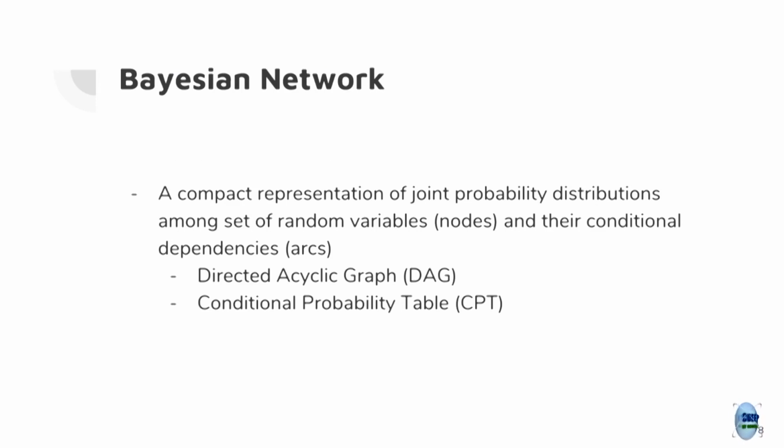A compact representation of joint probability distributions among a set of random variables and their conditional dependencies. No need to write it down, I will give you the slides soon. So, a compact representation of joint probability distributions among a set of random variables, or random entities or concepts, and the interaction between these events, the compact representation of this joint probability between these events and the interactions between the events is called a Bayesian network. It consists of two main things: one is a directed acyclic graph, the second one is a conditional probability table.